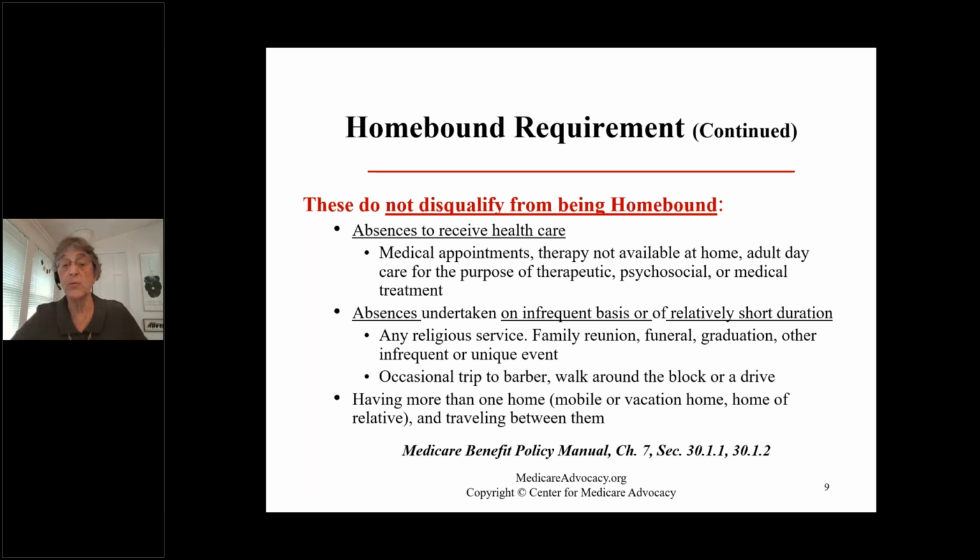An individual can go to religious services, indeed weekly religious services, a family reunion, funeral, graduation, or other infrequent or unique events. An occasional walk around the block or to get a haircut should not disqualify a person from being homebound. The same is true, though this often becomes a problem, having more than one home. An individual can travel between them and still be considered homebound in each of those residences. And there again is the policy manual citation for this.